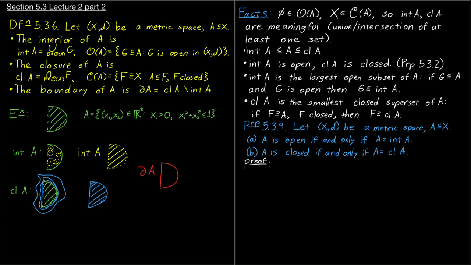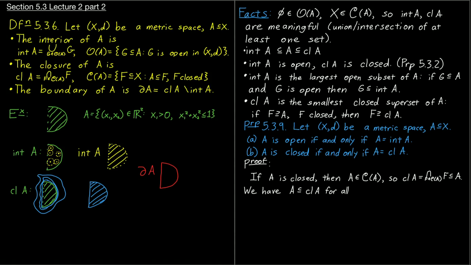So if A is closed, then A is one of the closed sets containing A. So the closure of A, which remember is equal to the intersection of all the closed sets containing A, is a subset of any particular one of them, so it's a subset of A. And we have A is a subset of the closure of A for all A. So if A is closed, then we have these two inclusions. A is equal to the closure of A.